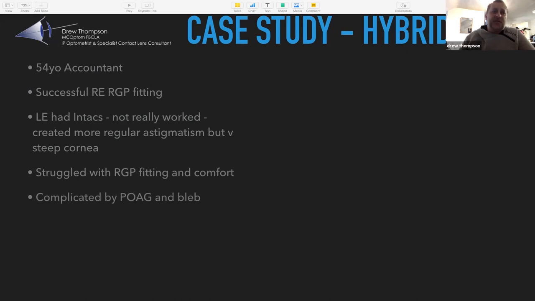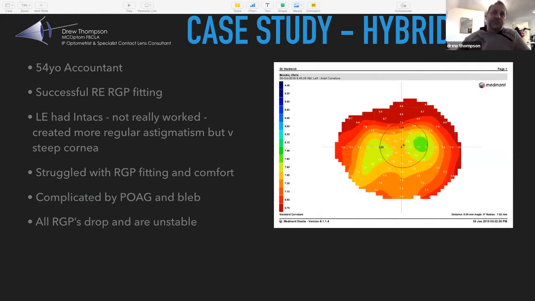This was complicated by the fact that he had primary open angle glaucoma, and he'd had a bleb operation, a little drainage bleb that was on the superior of his conjunctiva at the limbus. All RGPs were dropping to that steepening at the inferior of the cornea. There's his topography. That was his prescription, and he was seeing 6/12.